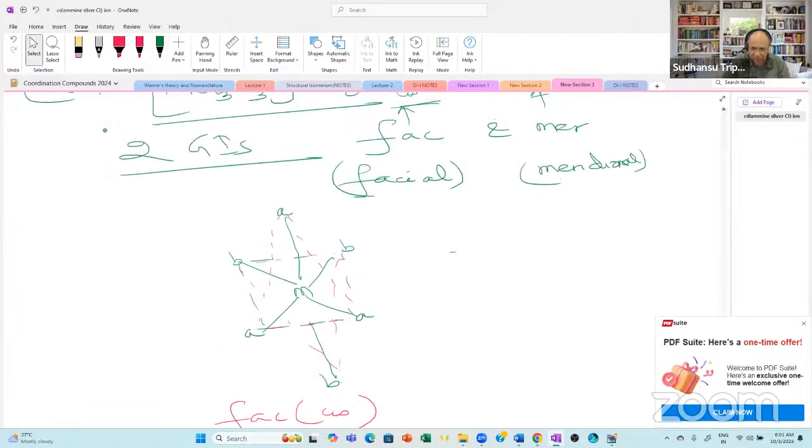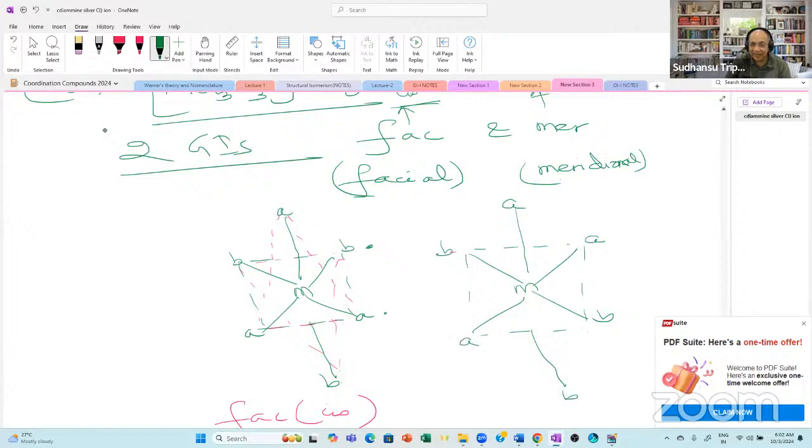AAABBB. So this is fac. And mer, just by switching, you will find that the triangle will pass through. Just first draw the outline, then take any A and B and switch. Supposing you bring A here, B here, and the other things remain intact. Only I switched between these two. Don't take it as a bidentate ligand. I'm switching, arrow mark, A and B. You find if you join the A's, that will pass through the central metal ion.